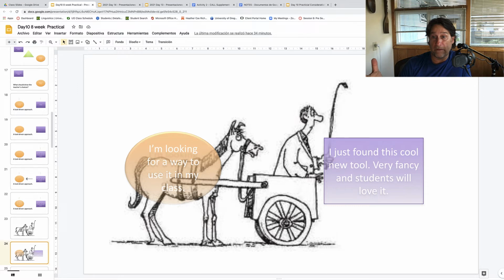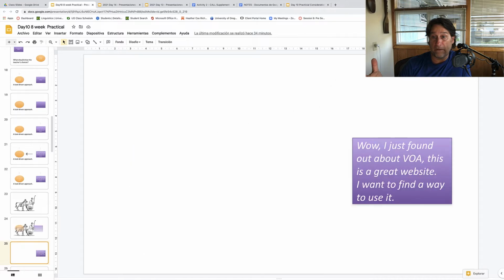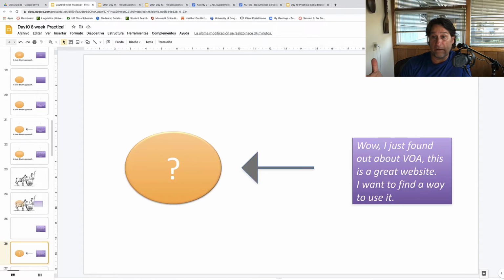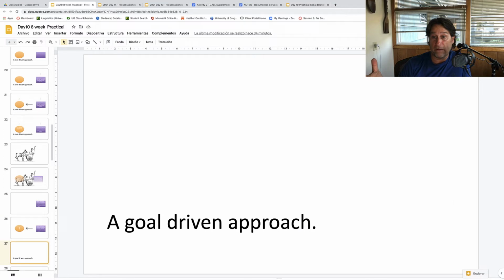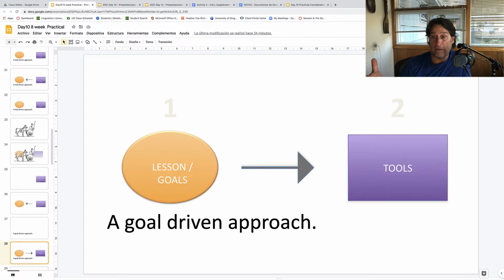And so that is probably not the recommended way to do it, even though a lot of teachers, especially novice teachers, tend to do that. So that's putting the cart before the horse, not the house. A call-driven approach is the one that a lot of CALL teachers and CALL experts advocate more for. And what does that look like? So that's going from your lesson and your goals to your tools.